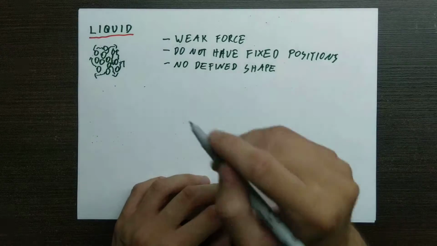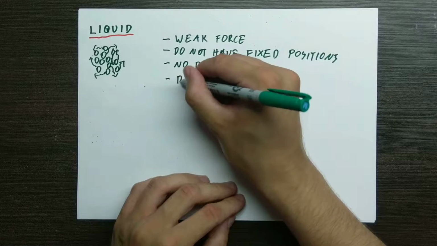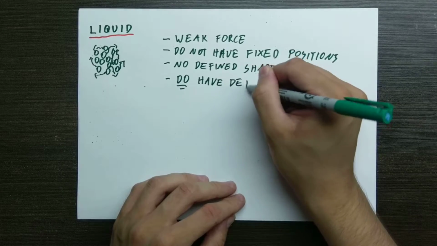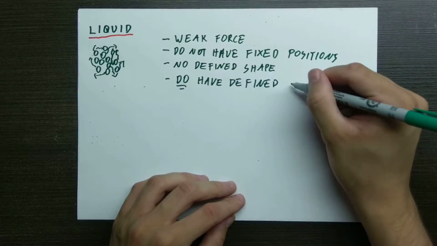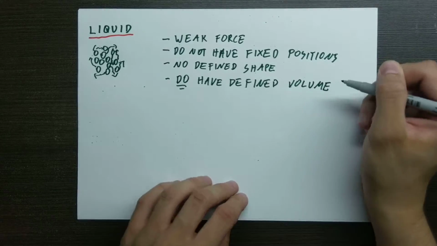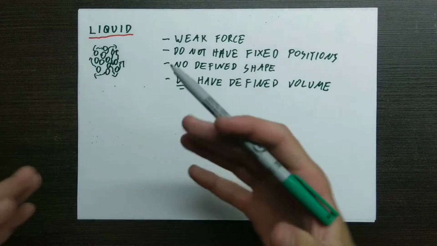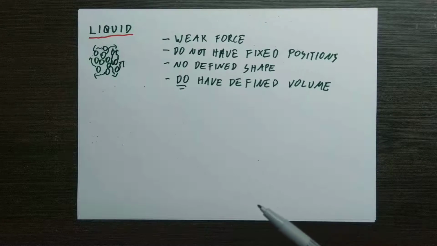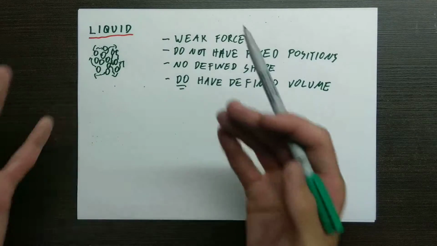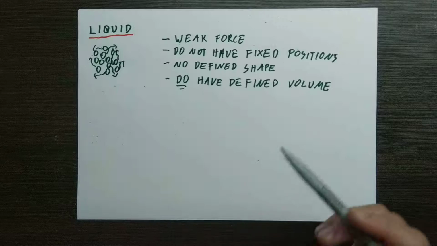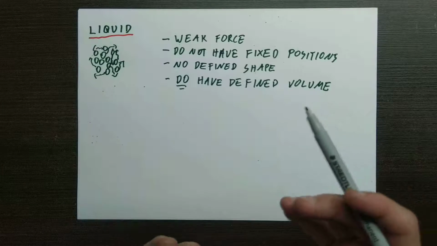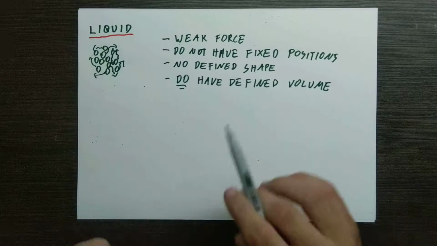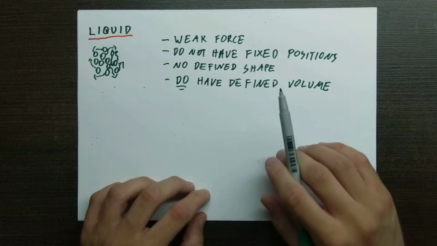However, they do have defined volume. Because we did not produce more molecules, the liquid still has the same amount of molecules, they're just moving around a bit more. And on average, the distancing between those molecules is equal, so they have a defined volume. The liquid has certain volume, and no matter what container we put all of that liquid in, it will have the same volume. So this is what happened with liquids.